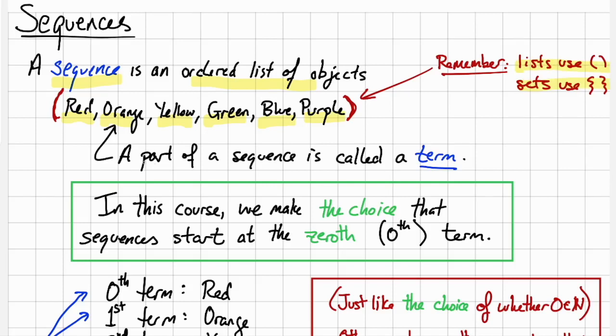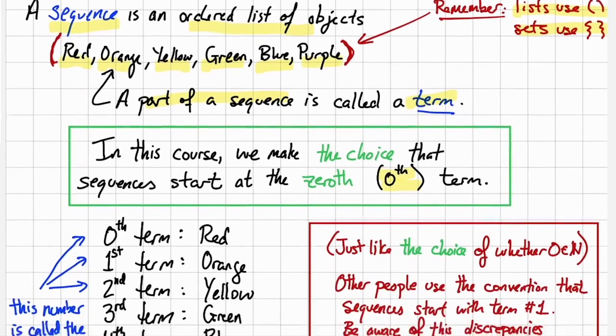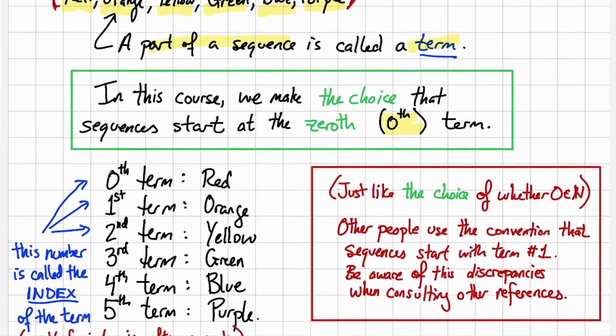When we're talking about parts of a sequence, every part of a sequence is called a term. In this course, we make the choice that sequences start with the 0th term. So in this list above, we would say red is the 0th term, orange is the first term, yellow is the second term, green is the third term, blue is the fourth term, and purple is the fifth term. This number, 0, 1, 2, 3, 4, and 5, is called the index of the term.